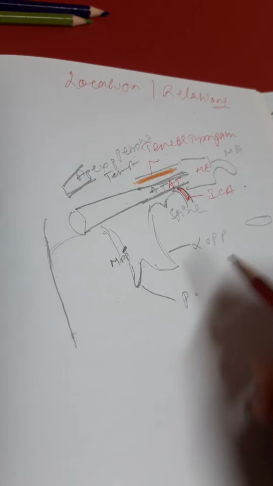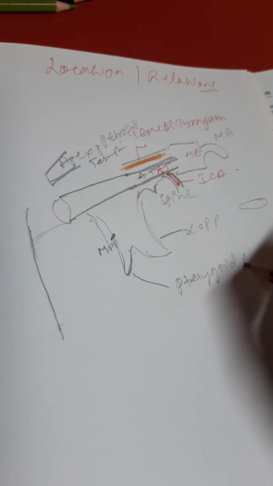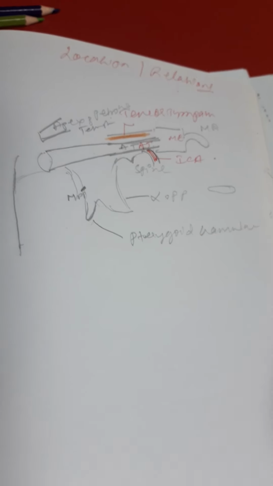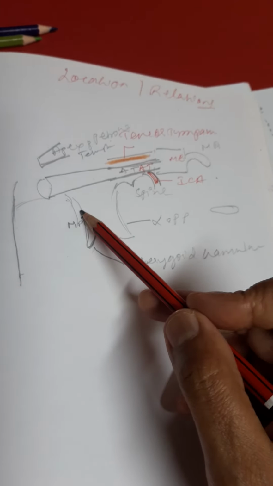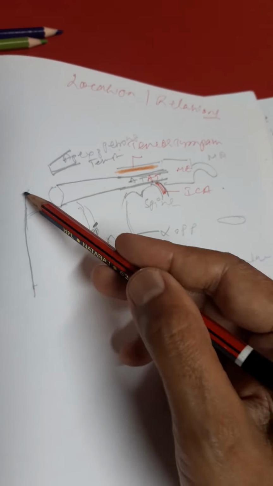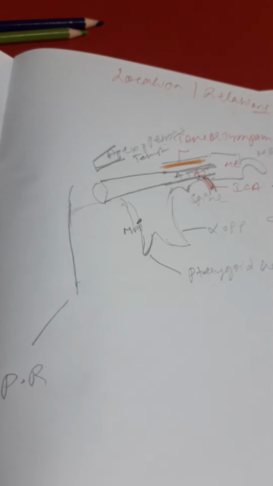Now this is your pterygoid hamulus. This we have already seen once again in the soft palate muscles discussion also. So this is medial pterygoid plate, lateral pterygoid plate. So this is your auditory tube. This is the pharyngeal raphe, median pharyngeal raphe.